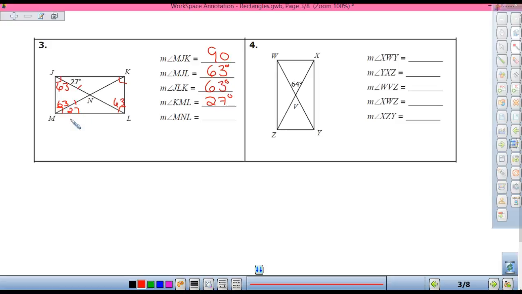And then M and L. So if this is 27, what's this? 27, so how are we going to find this guy? Yeah, those three are going to add to 180. So take 180 minus 54 and get 126.